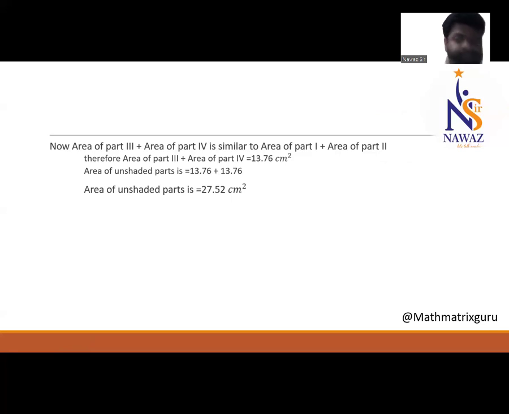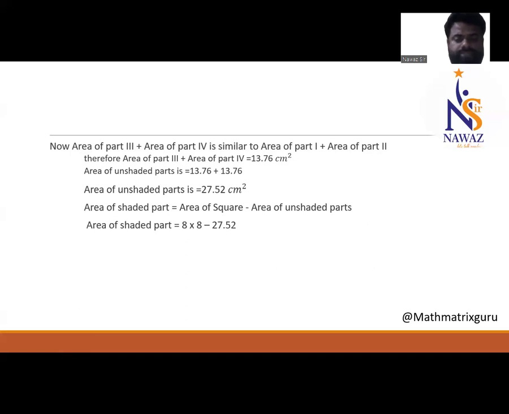That can be done by subtracting 27.52 from the area of the square. So area of shaded part is equal to area of square minus area of unshaded part. Area of square is 8 into 8, 64, minus 27.52. Let's do the subtraction here. We'll get 36.48 centimeters square.